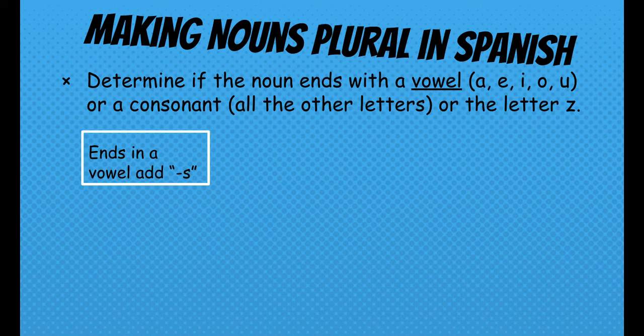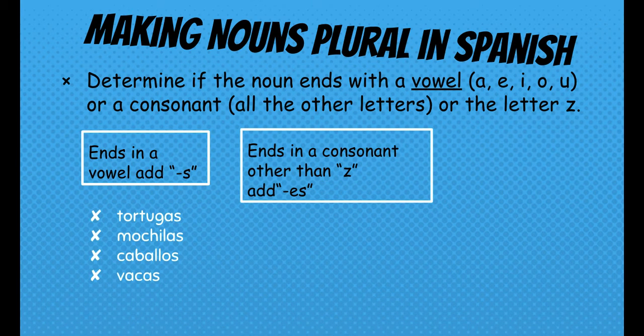Then, if it ends with a vowel, all you want to do is add an S to the end of your word. So, for example, tortuga would become tortugas, mochila becomes mochilas, caballo becomes caballos, vaca becomes vacas.